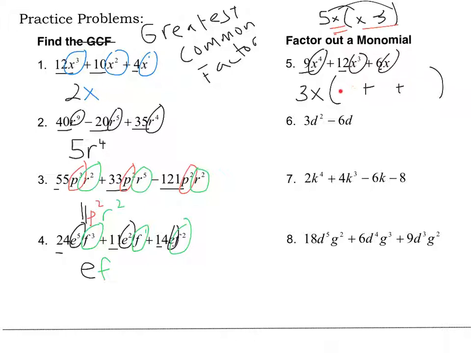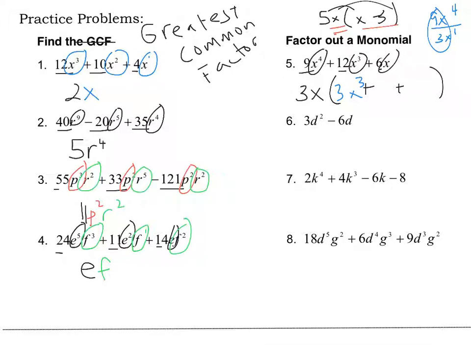So to fill in the first spot, what I need to do is figure out what do I multiply 3x by to get 9x to the 4th. So 3x times something is 9x to the 4th. The way that you can do that is you can divide 9x to the 4th by 3x. If you divide 9x to the 4th by 3x, you're going to subtract the exponents, which is going to give you x cubed, and you're going to divide the coefficients. So this is actually going to be 3x to the 3rd.